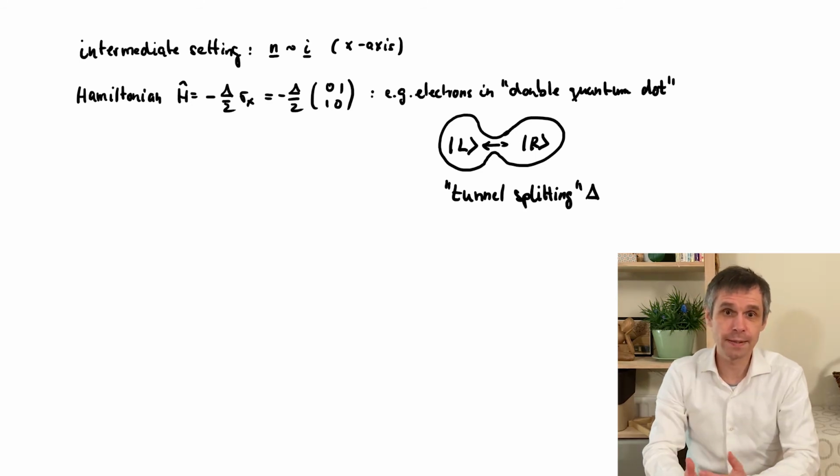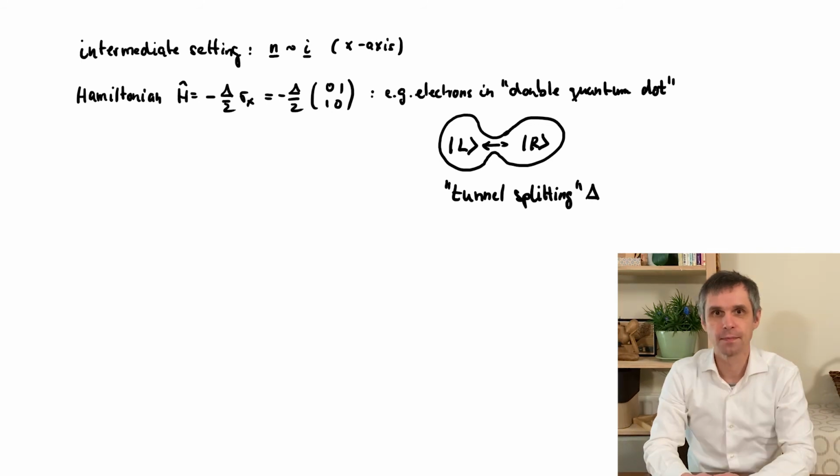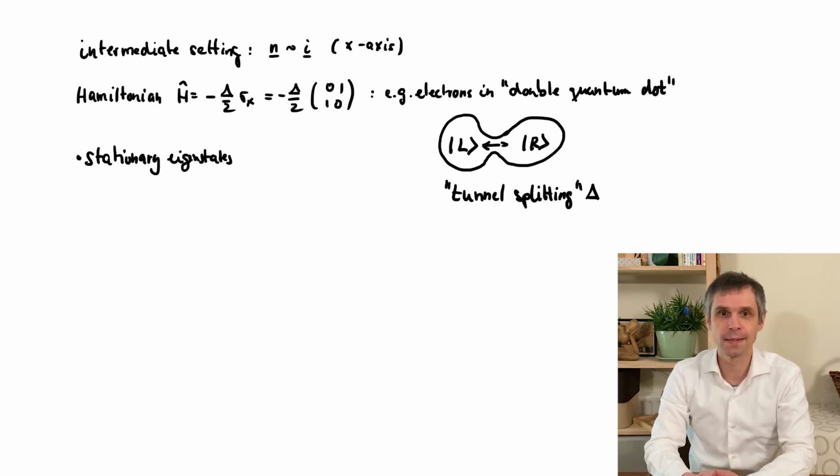So depending on the context, the two states of the system could be spin up and spin down, or they could be the left or the right state of this double dot system. But for concreteness, I will remain with the familiar notation that we know from spin. Irrespective of the physical context, the stationary eigenstates are the eigenstates of the Pauli X matrix, which we denoted as plus and minus, and correspond to the given column vectors here.